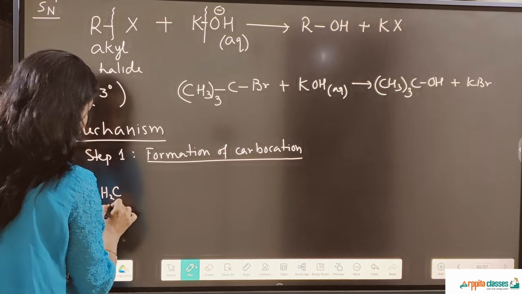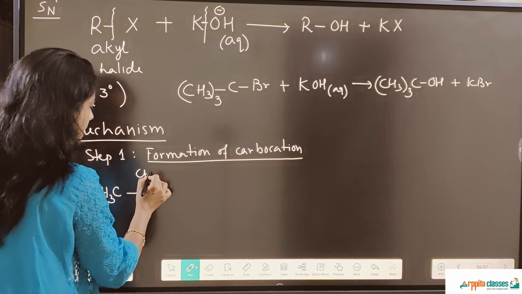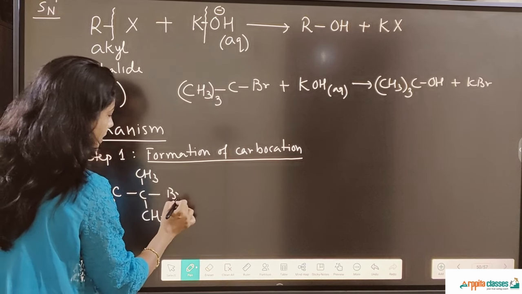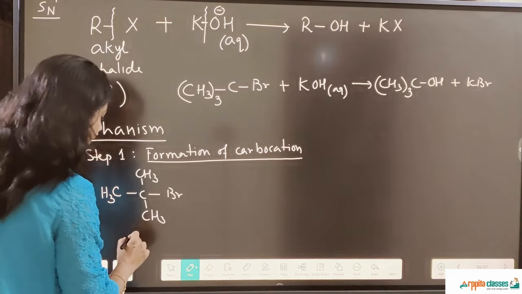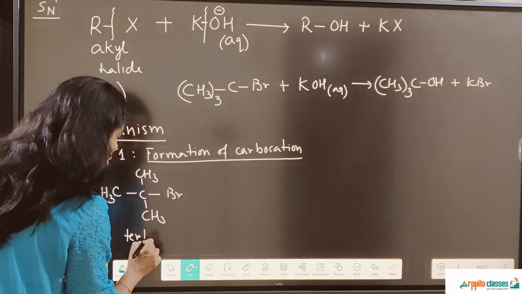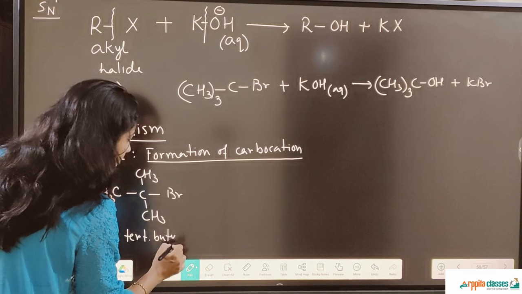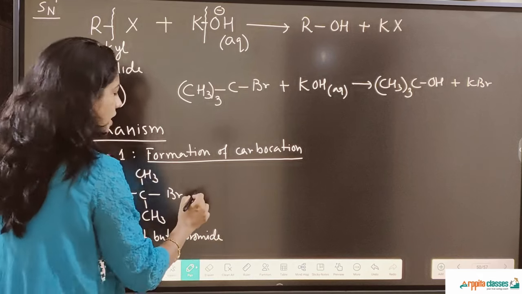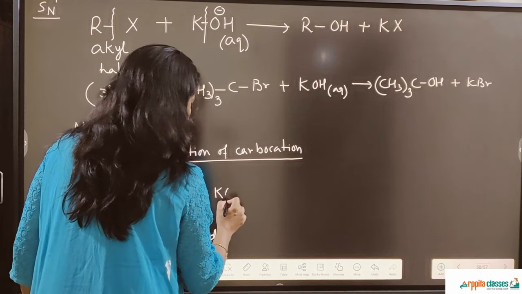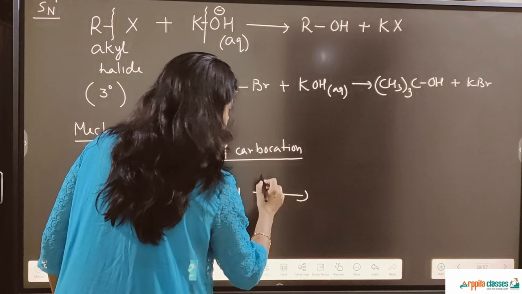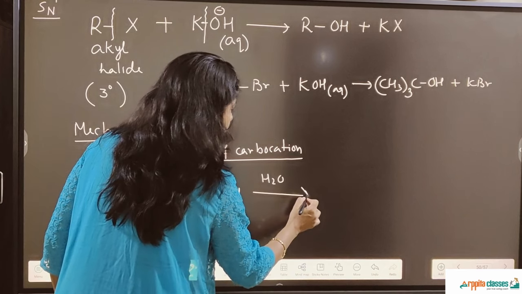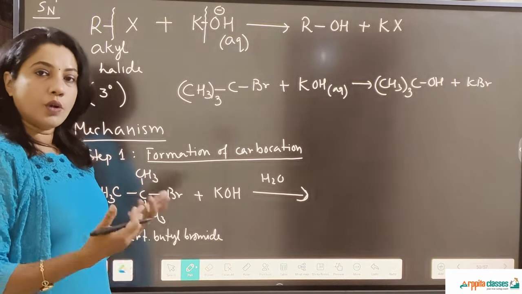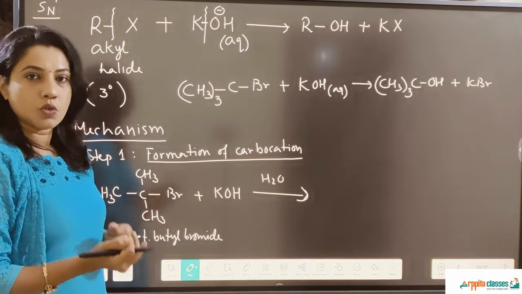This is my 3 degree alkyl halide, so this is (CH3)3CBr, which is tertiary butyl bromide. The name of this compound is tertiary butyl bromide. Now when this reacts with KOH in presence of water, aqueous means it is in presence of water. Now here water acts as a nucleophile as well as a solvent.